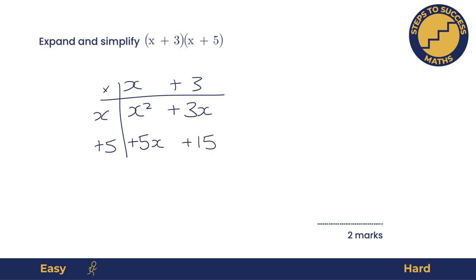Now I've got x squared, then I've got these two terms in x, 3x and 5x, and I need to combine those together. So that's 8x, and then I've got plus 15.